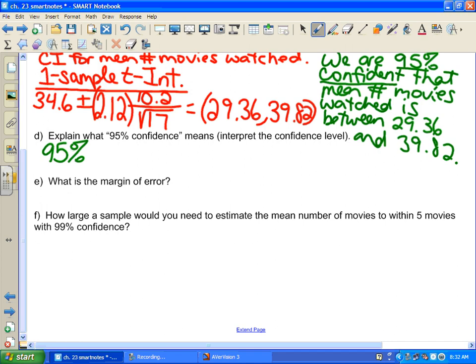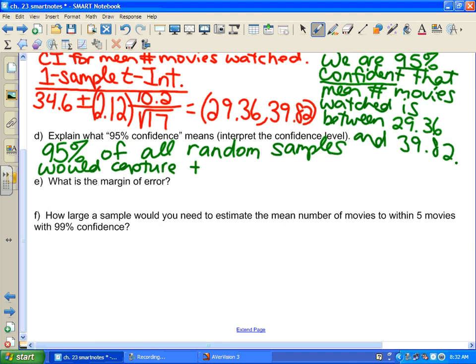Okay. It's just 95% of all random samples. Remember, this is just one random sample. We used one random sample to try to capture the actual population mean. So it's saying 95% of all random samples wouldn't use that exact same interval. That's only for that one sample. But 95% of all random samples would capture or estimate the true population mean.